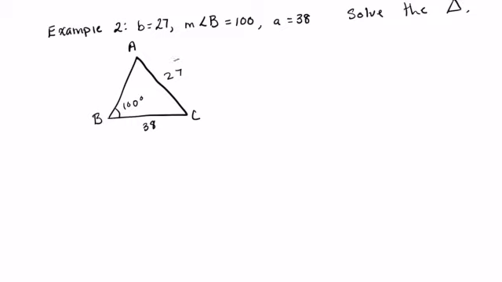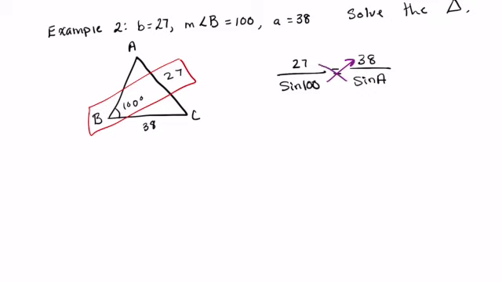So again, I'm going to take what I have. So I have 27 over the sine of 100 equals 38 over the sine of A.